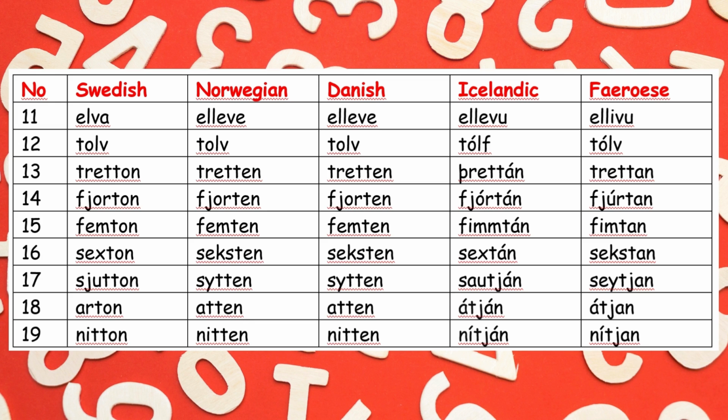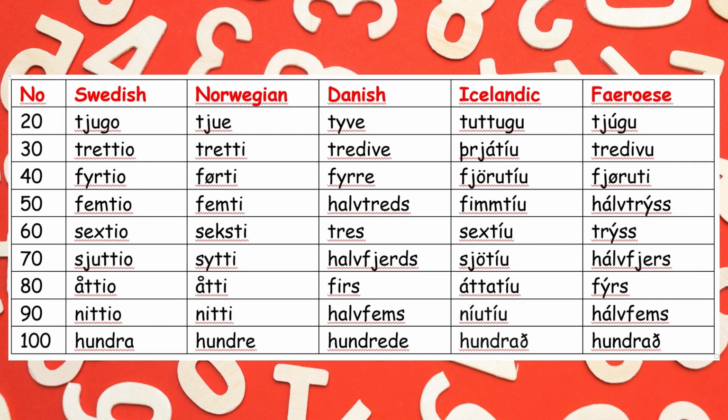But the difficulty posed by Danish you can actually notice in what's coming next if you compare the numbers between 20 to 100. So in Swedish you would have 20, 30, 40, 50, 60, 70, 80, 90, 100. In Norwegian 20, 30, 40, 50, 60, 70, 80, 90, 100. And then we have Danish. 20, 30, 40, 50, 60, 70, 80, 90, 100.